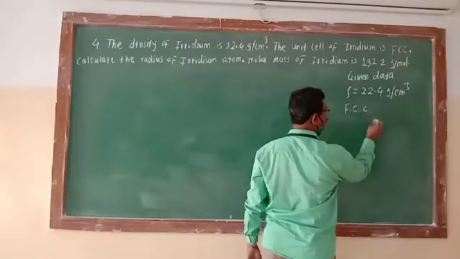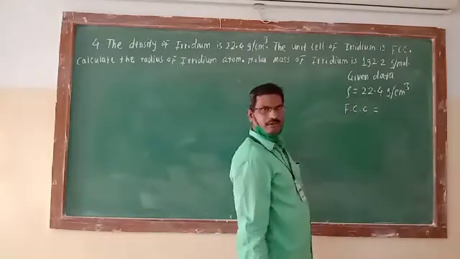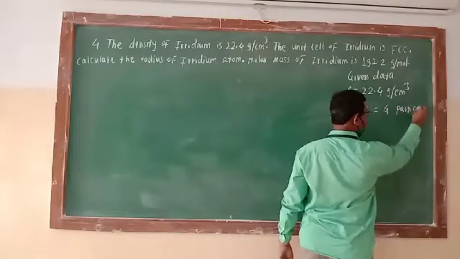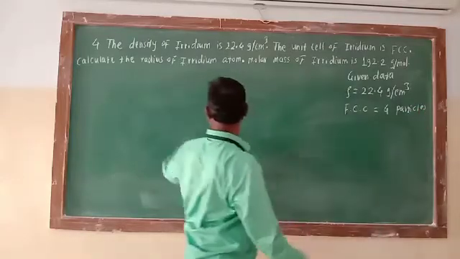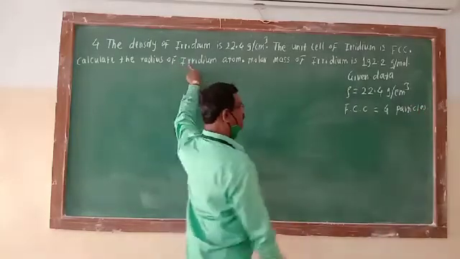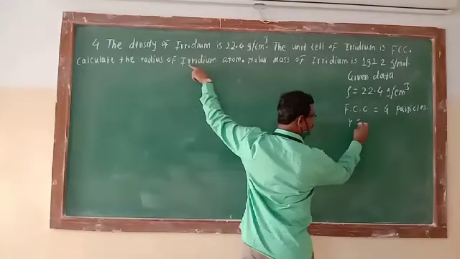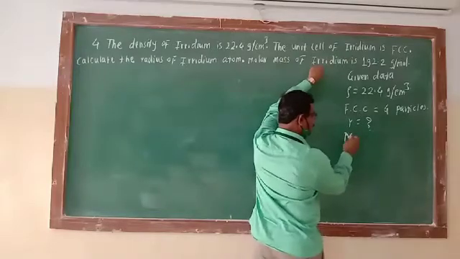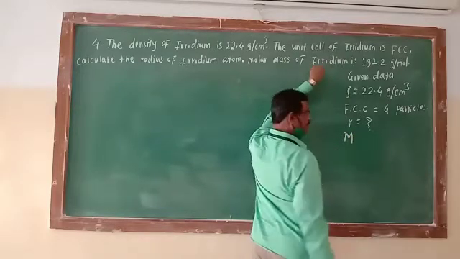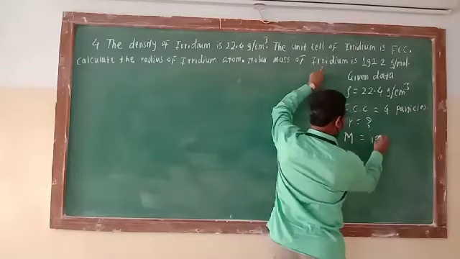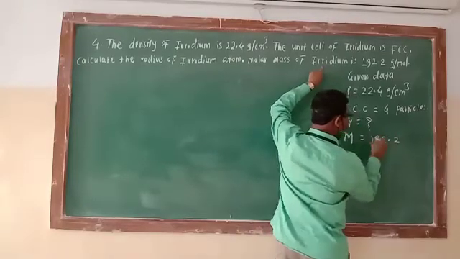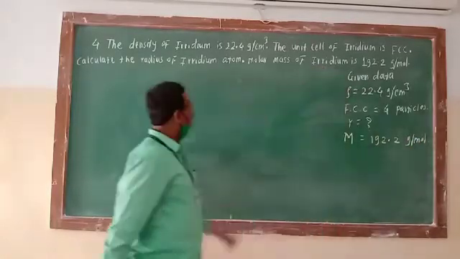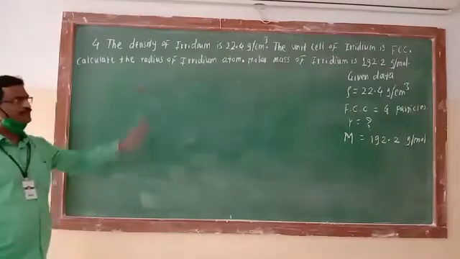Then the structure: the unit cell is FCC, face-centered cubic, having how many particles present? It is equal to 4 particles. Then we have to calculate the radius of iridium. Radius means R we have to calculate, and the molar mass of iridium is given, capital M, equal to 192.2 gram per mole. This is the data given, and we have to find out the radius.